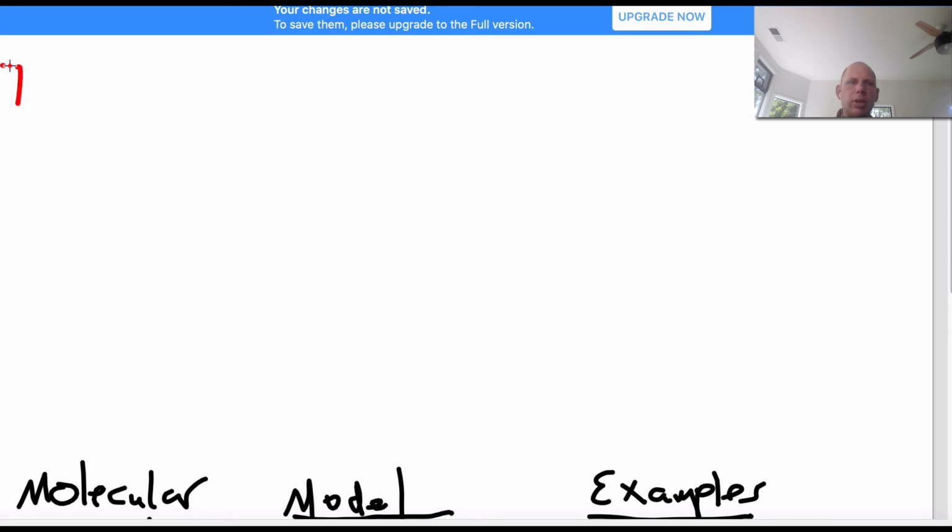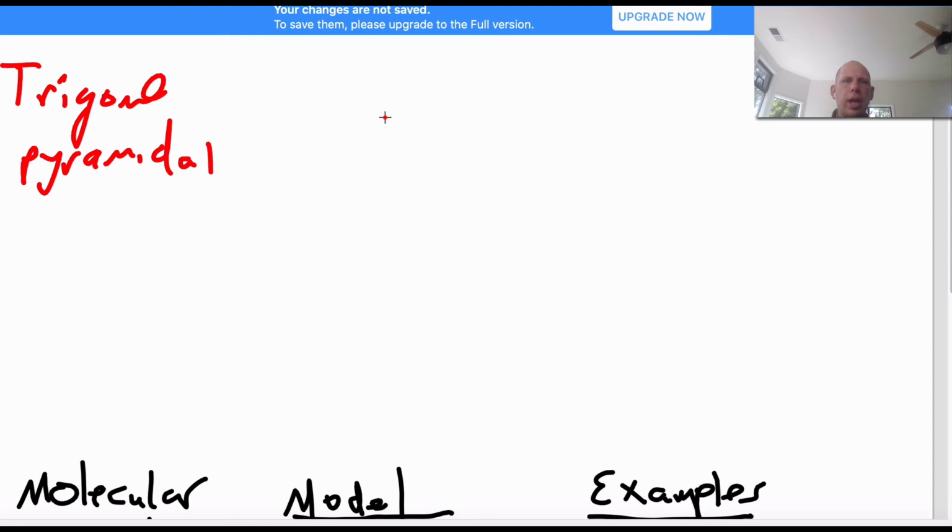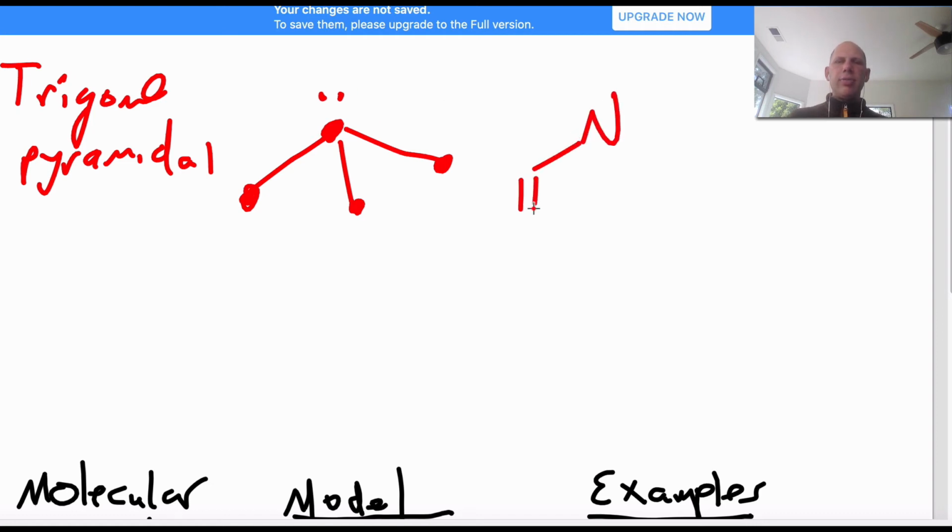So the next one is called trigonal pyramidal. And the model for that is going to have this lone pair up here. And there's only really one format for that. Three things attached. Unlike that trigonal planar where this was up there, these lone pair electrons press it down. And a standard example for that is NH3 or NI3. Let's go ahead and just do this one.